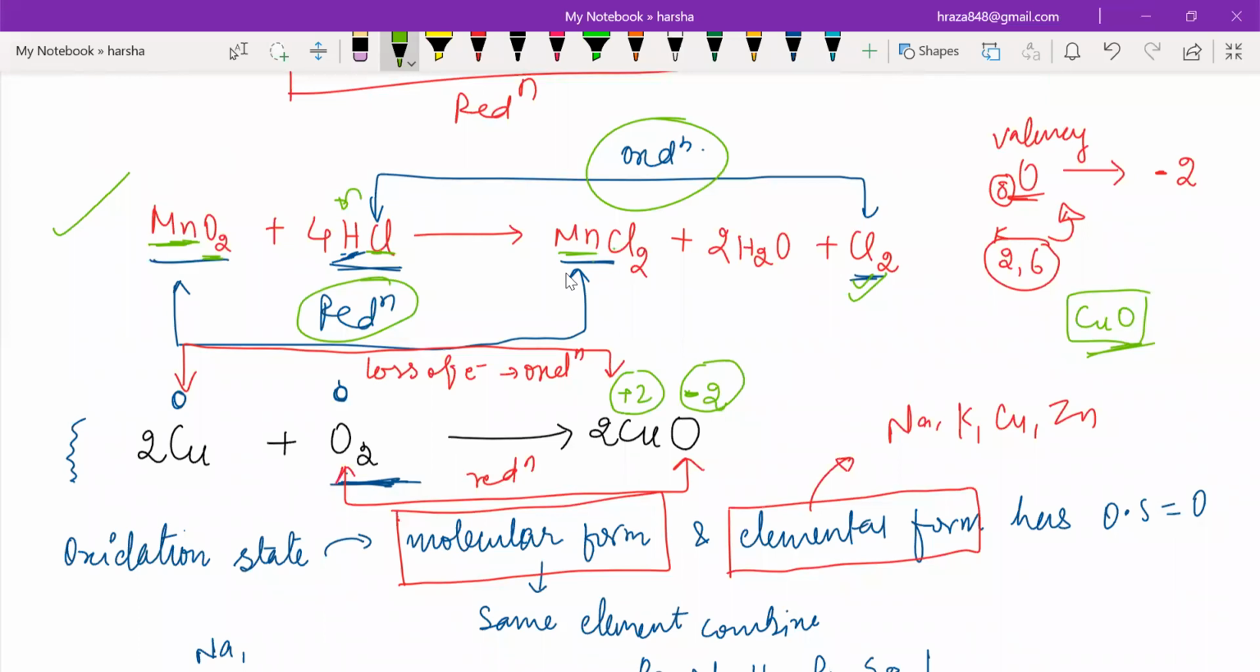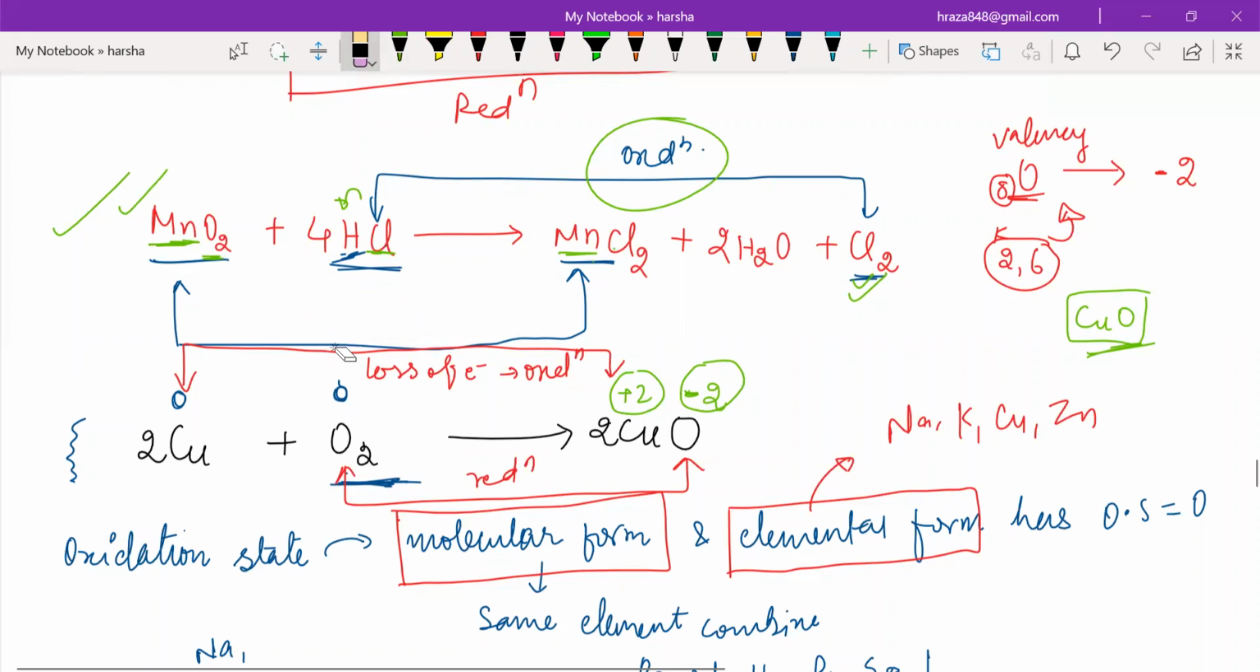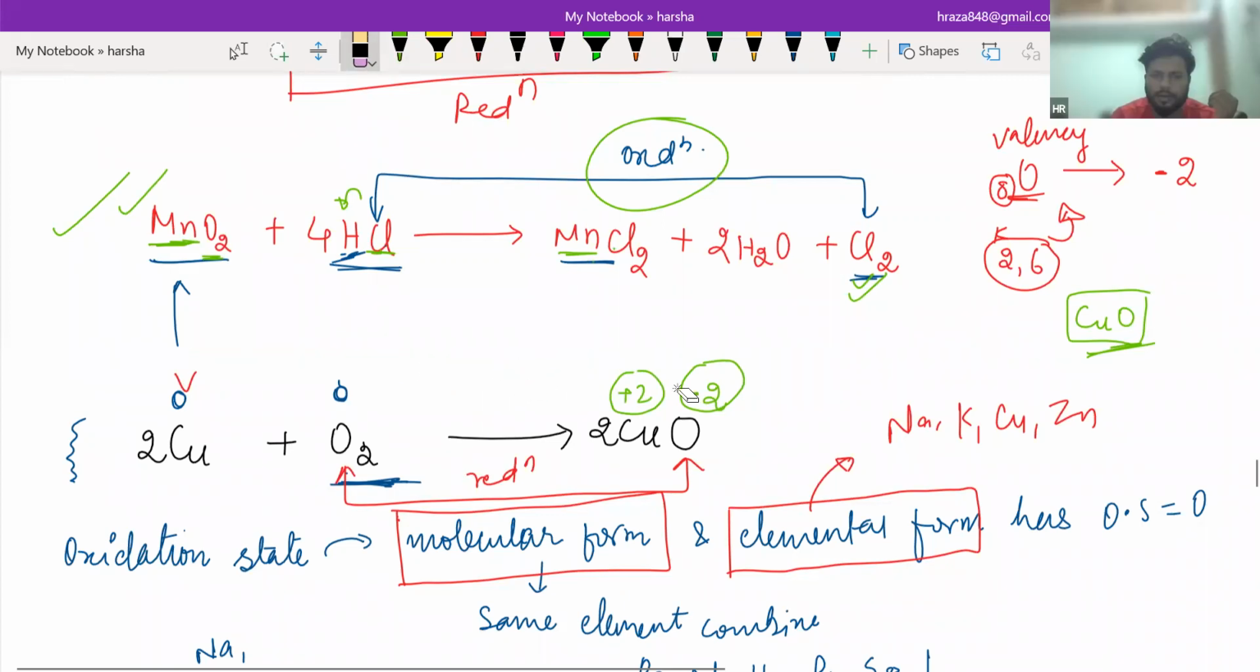If anyone has any doubt in this, please ask me. Can you just tell me one more time how to balance the chemical reaction? This MnO2. Just show me. Now, examples. You want examples? Yeah. I'm going to explain this too.